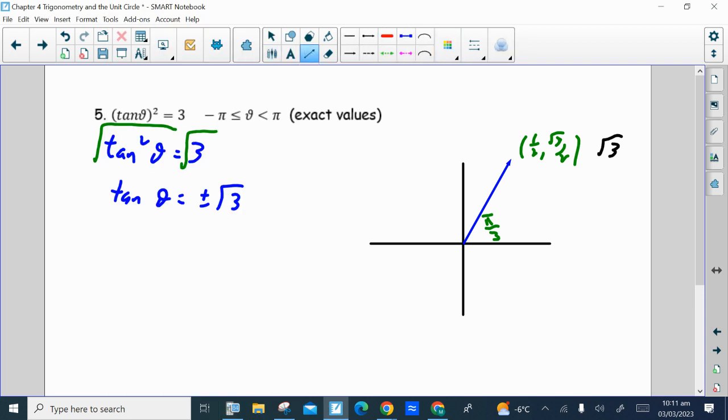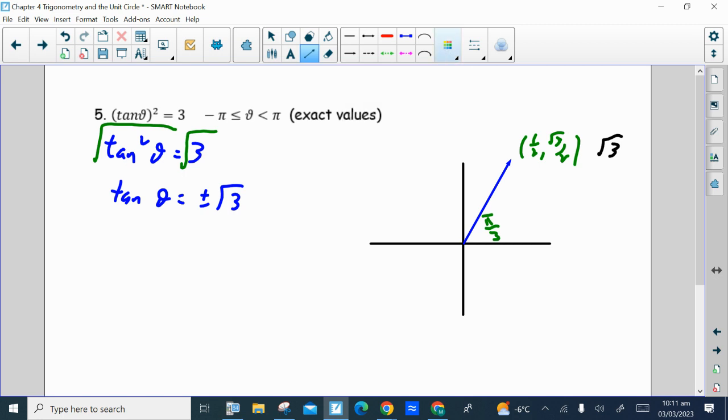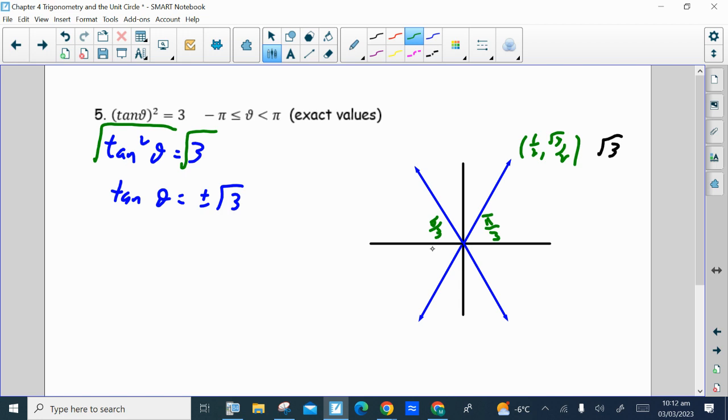Now, once again, we want to know where the tangent is positive and negative root 3. So there are going to be answers in all four quadrants. And all four of those quadrants will have the same reference angle of pi on 3. Remember, that's the angle between the terminal arm and the x-axis.